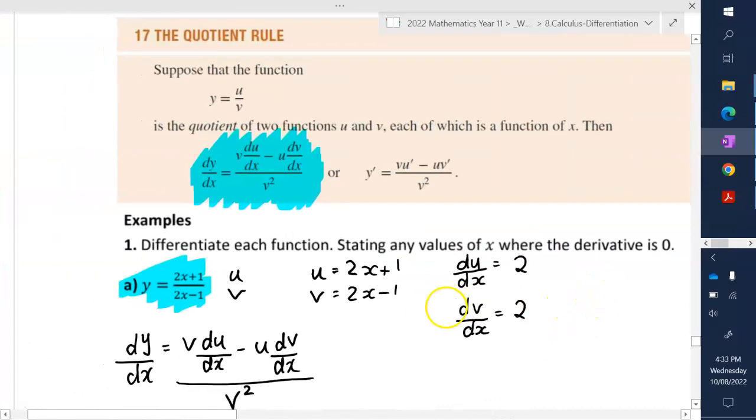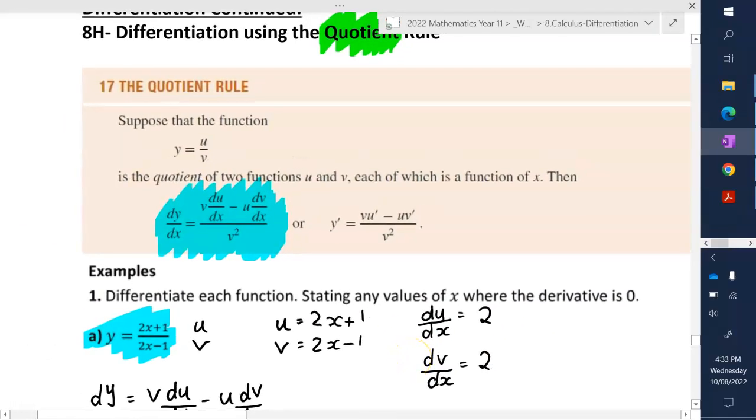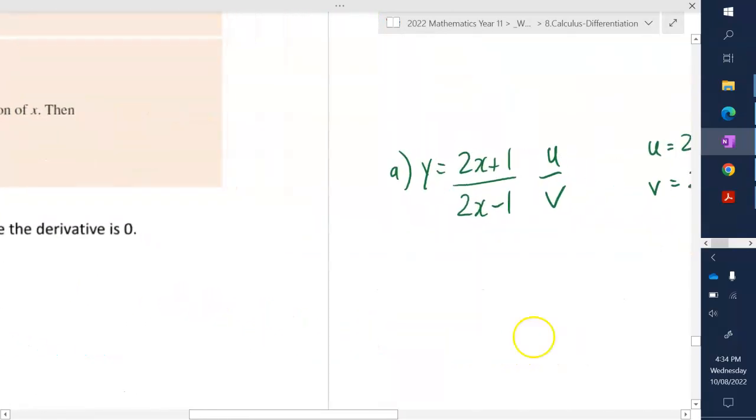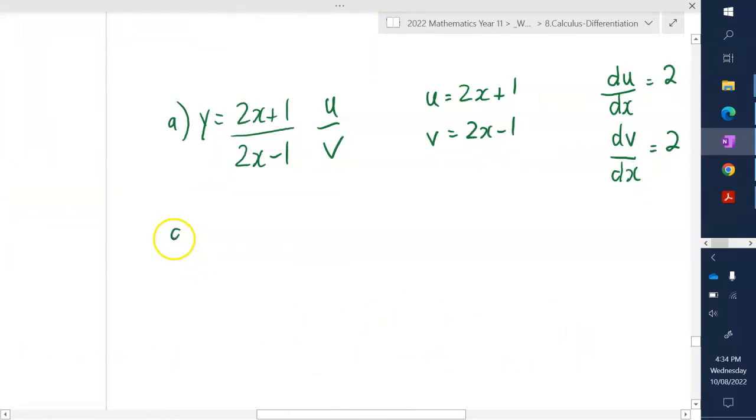Better still, let's look at the rule again, because you guys will be copying it off your formula sheet. It's v du dx minus u dv dx all over v squared. You cannot switch the v and the u around. The u is our top part. It comes second after the minus. The v is our first one, and the v is on the bottom squared. So you need to have it in that order. The u has to be on the top, the v has to be on the bottom. So v du dx minus u dv dx all over v squared. Let's write that down. dy dx is equal to v du dx minus u dv dx all over v squared.